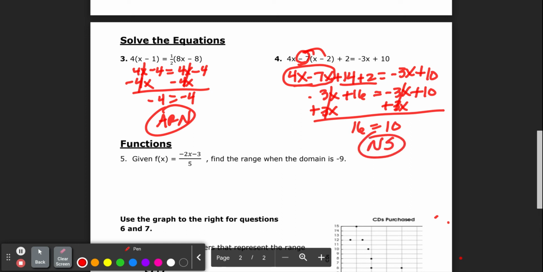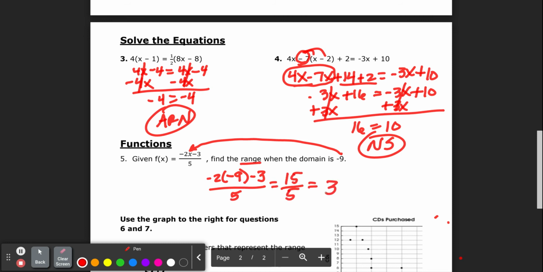Number 5, working with functions. Given f of x equals -2x minus 3 all divided by 5. Find the range when the domain is -9. So that means I'm going to put -9 right there in place of x. So it's going to look like this. -2 times -9 minus 3 all divided by 5. So -2 times -9 is 18. 18 minus 3 is 15. 15 divided by 5 is 3.